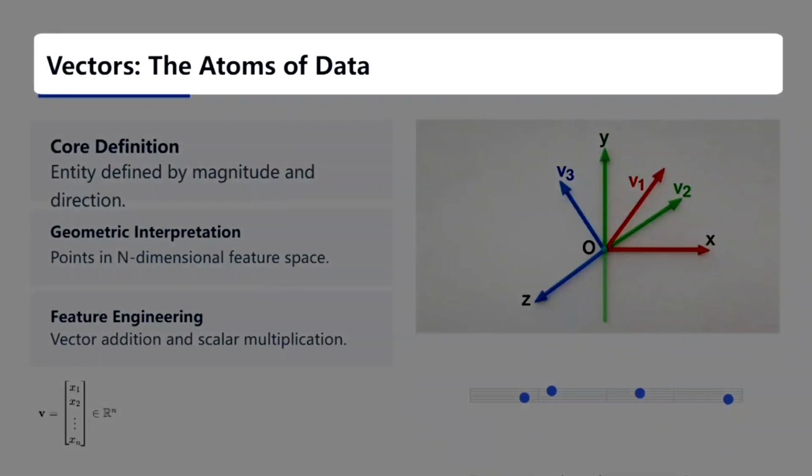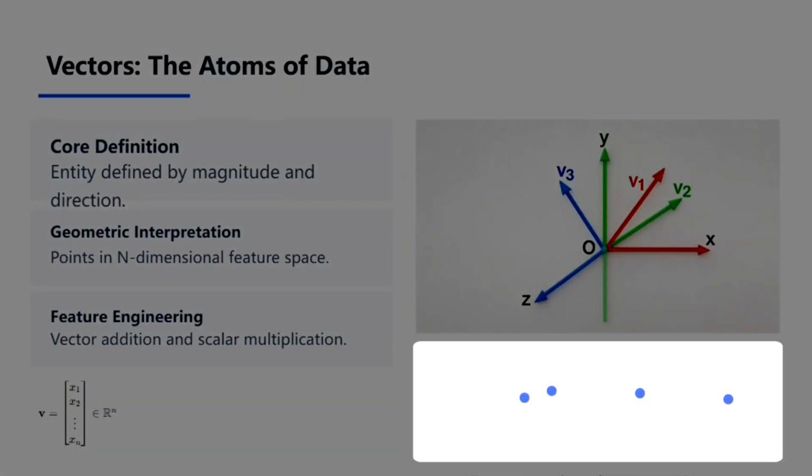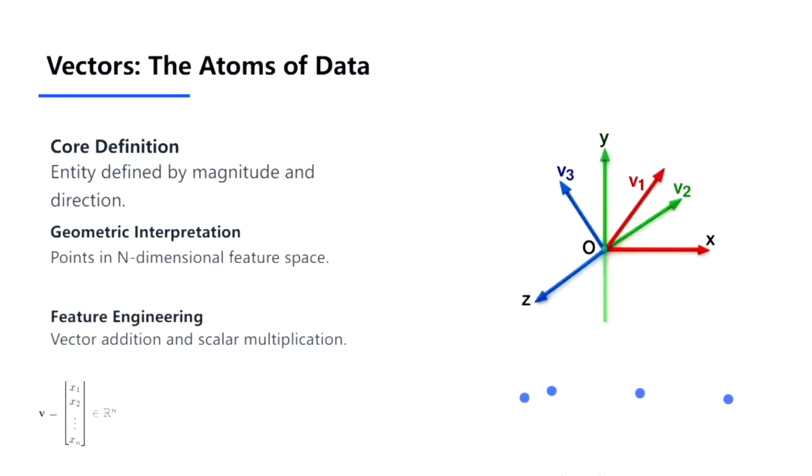To visualize this, look at the scatter plot. Here, we see vectors in a 2D space. Each point is a vector originating from the origin. Understanding this geometric interpretation is vital because when we talk about data similarity in machine learning, we are essentially measuring the distance or the angle between these vectors in n-dimensional space.